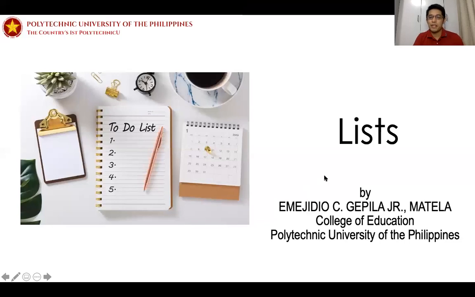Okay, previously we talked about headings. This time we'll be talking about lists. When we say list, that means these are the enumerated items that we need to take note of, or enumerated items that are very important in a particular document or in a particular discussion.